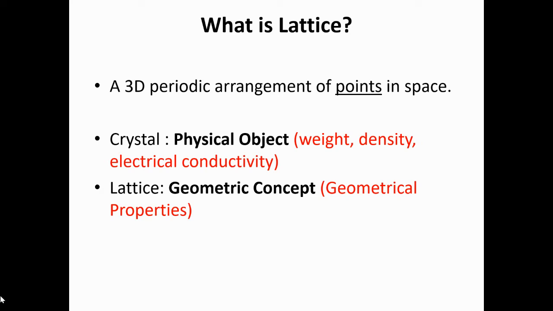You can see a crystal will be a physical object. It will have physical properties like weight, density, electrical or thermal conductivity, and so on. And a lattice, in contrast, is a geometrical concept. So it cannot have these physical properties, but it will have only geometrical properties.